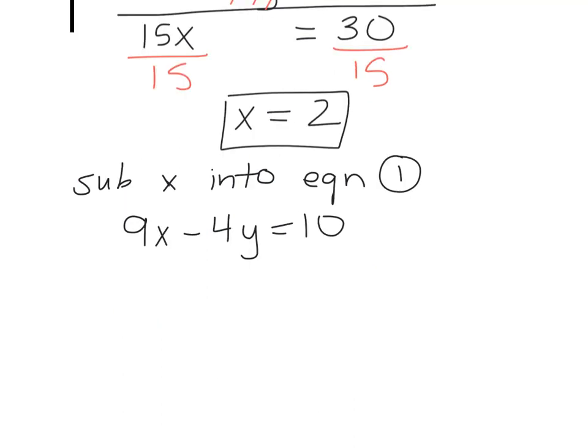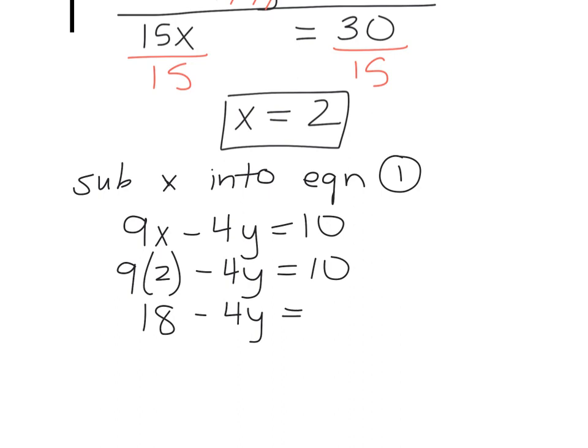Now that I have my answer for x, I've chosen to substitute it back into equation number 1, which I've recopied onto my page. So I'm going to substitute in the place of x 2. Okay, 9 times 2 is 18. I'm going to recopy the rest. Now I'm going to go ahead and collect like terms. So I'm going to take this 18 and bring it over to the right-hand side.